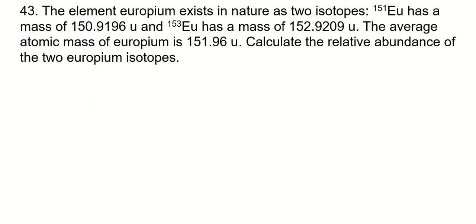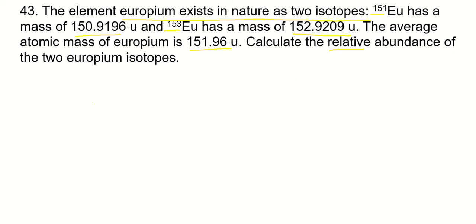So we're told europium exists in nature as two isotopes, EU-151 and EU-153. And we are given the masses of each of them. Okay. And we're given the average atomic mass. We're going to see a problem like this on your test where we give you the masses and ask you to solve for the relative abundance.